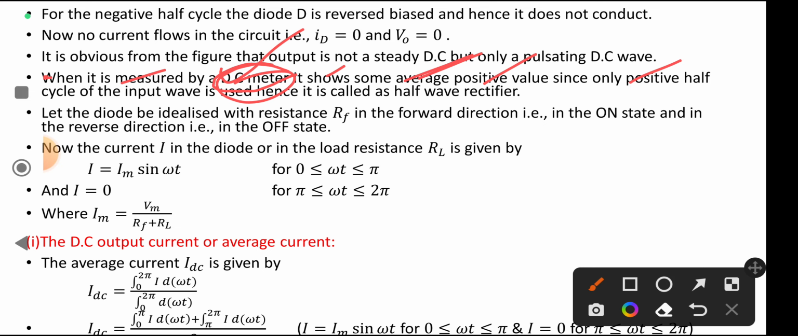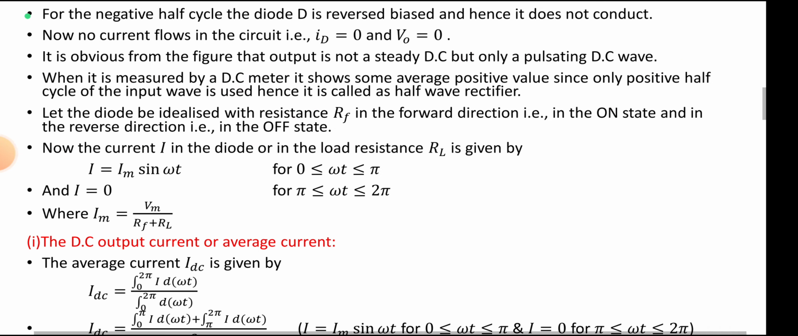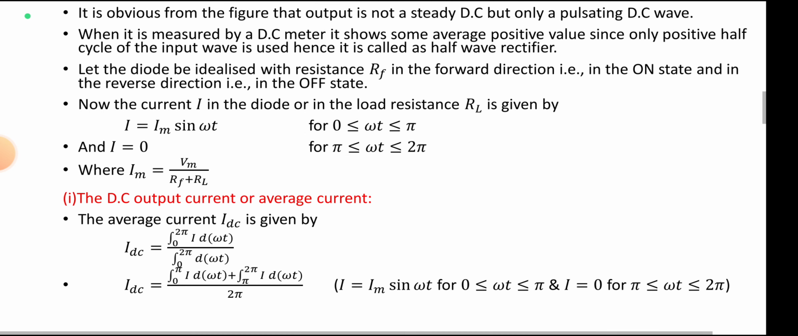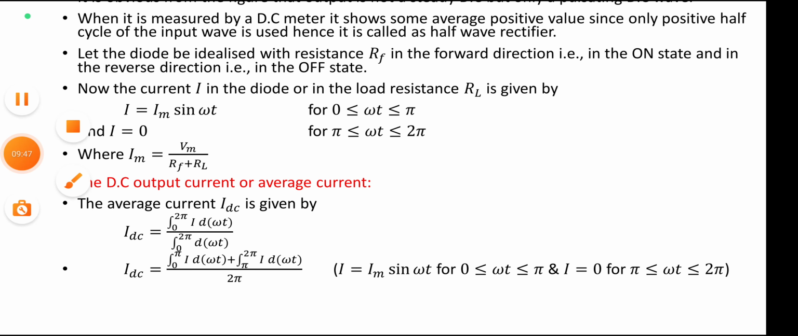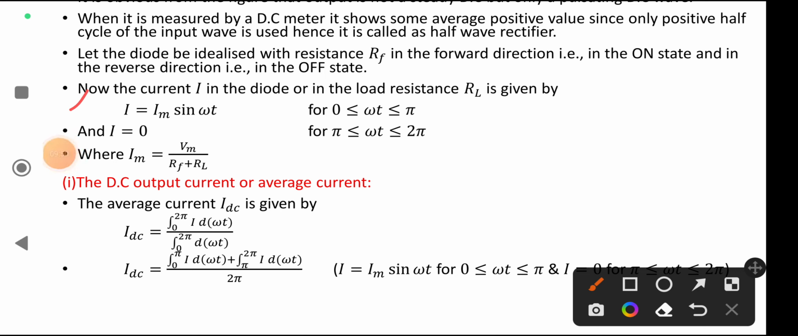Okay, let the diode be idealized with a resistance RF. RF is the forward resistance, we call it forward resistance, in the forward direction, that is in the on state, and in the reverse direction, that is in the off state. Next, now the current I in the diode or in the load resistance RL is given.